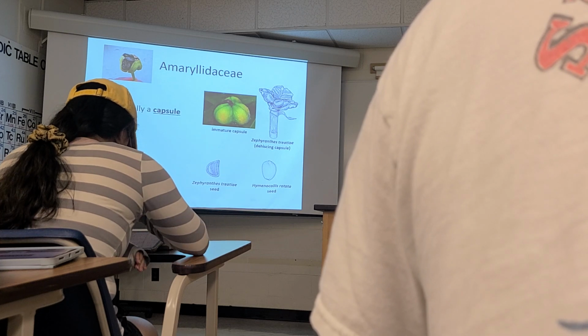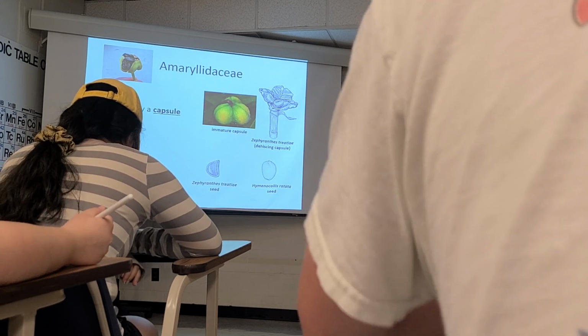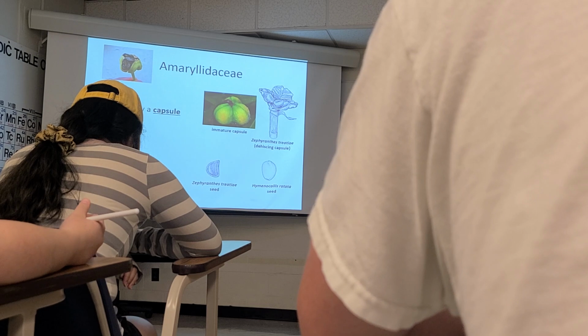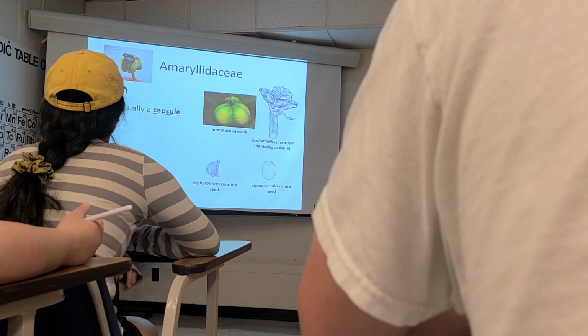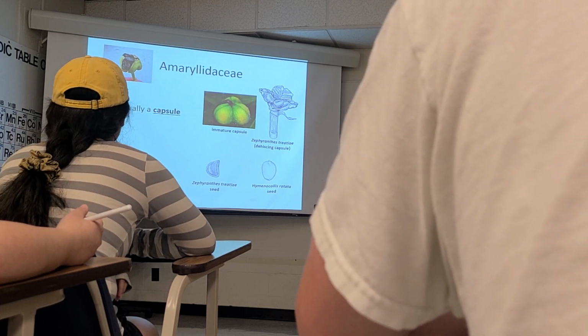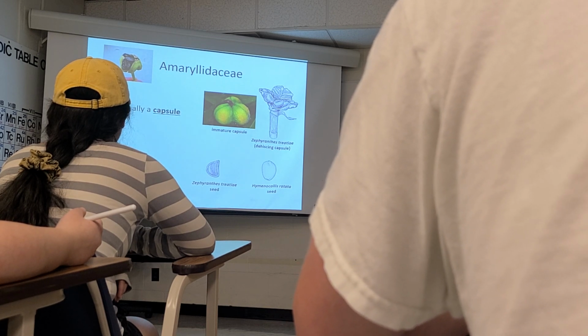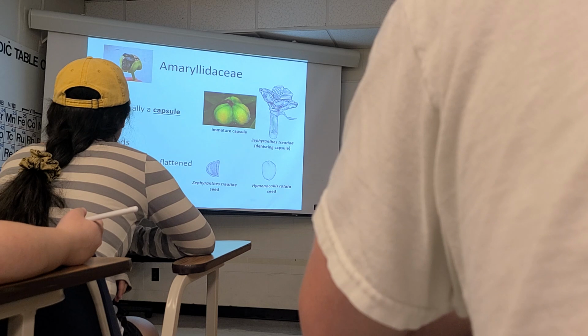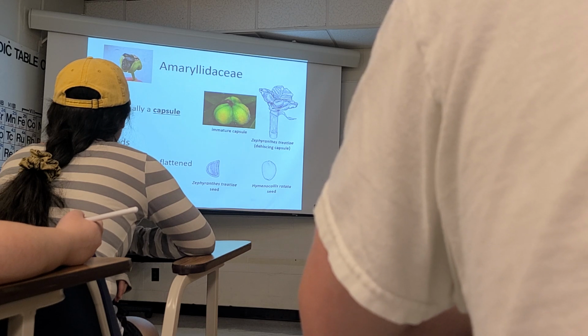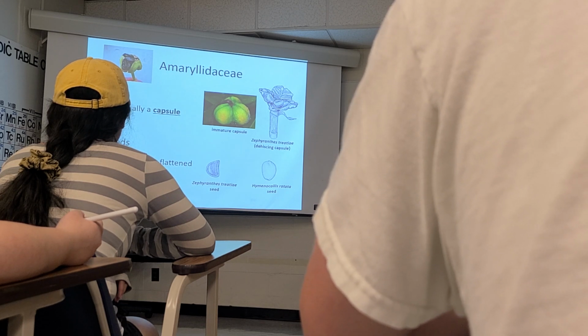All right. Again, our fruit is usually a capsule. You can see it looks very similar to what we saw for the other one. It's got 3 lobes to it because it's got 3 carpels. And the same thing as the lilies, they pop open the same way. And the seeds are flat to spherical, depending on the species.